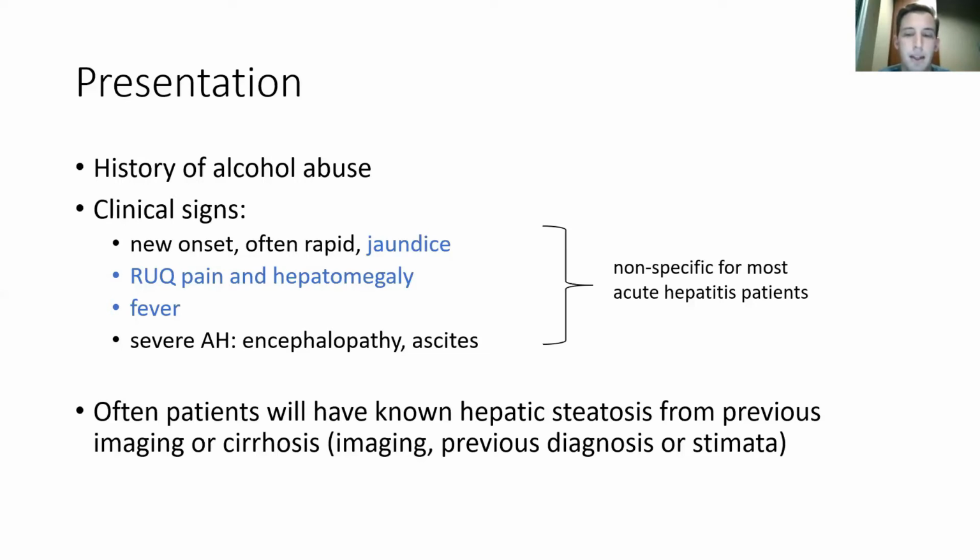You also can see this in the setting of known cirrhosis or steatosis. So if you see stigmata of cirrhosis already, that doesn't mean they're not having an episode of hepatitis at that point in time.